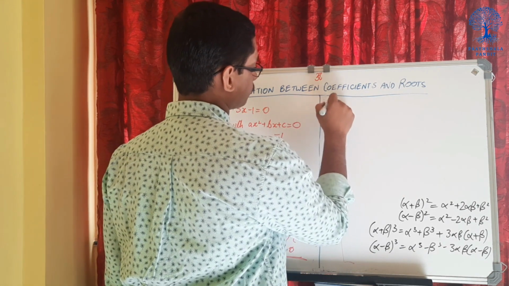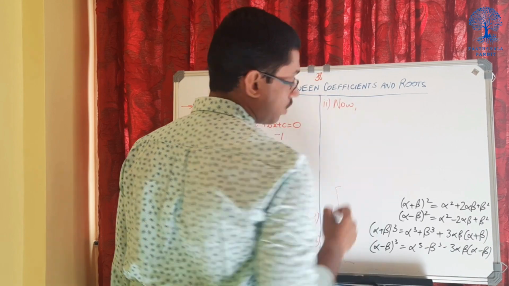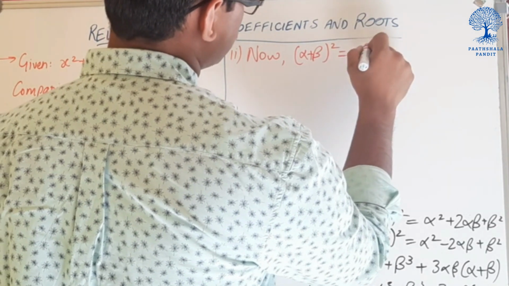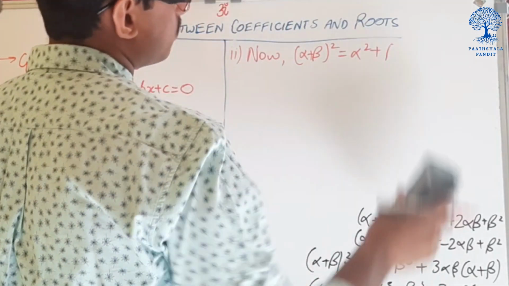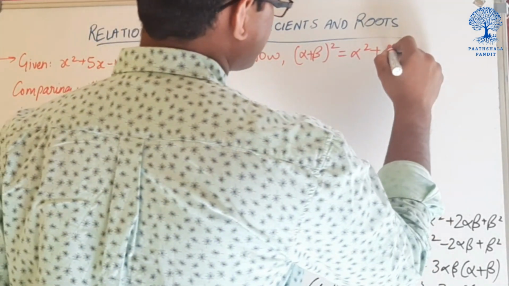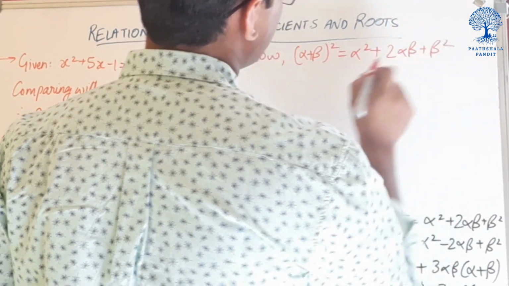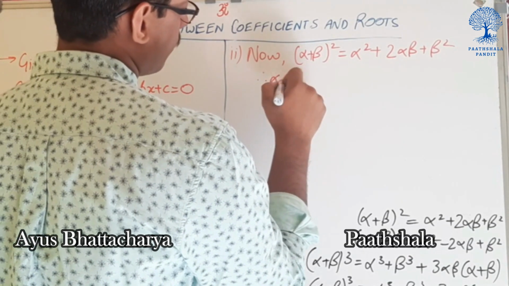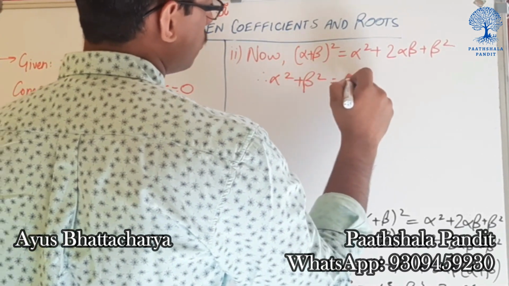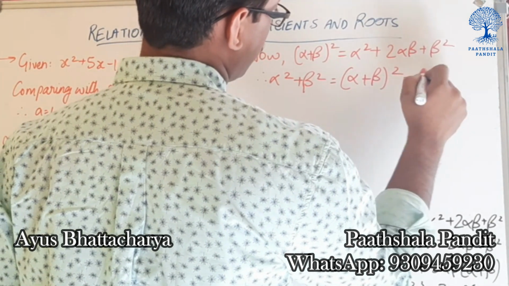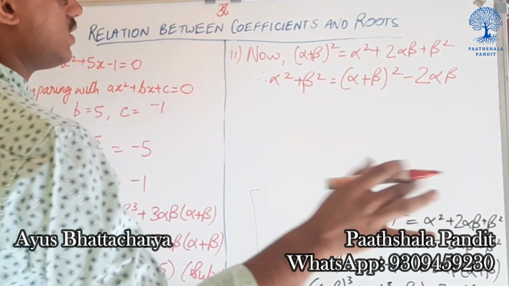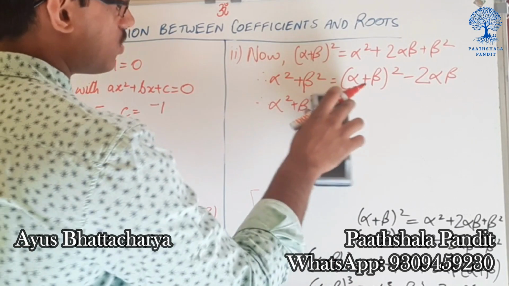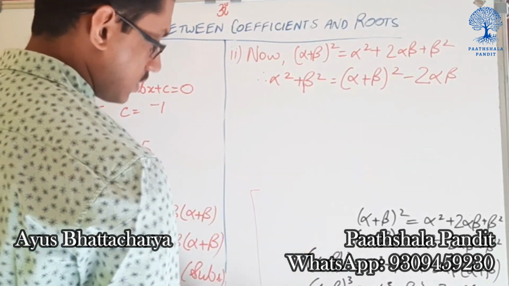Now the second one. Now what you have to find? Alpha square plus beta square. So alpha plus beta whole square is equal to alpha square plus 2 alpha beta plus beta square. Let these two remain here itself, shift others to the other side. Therefore alpha square plus beta square equals alpha plus beta whole square minus 2 alpha beta. Okay, shifted. You don't have to write it every time, just one time is fine.